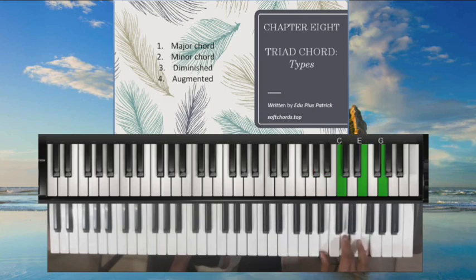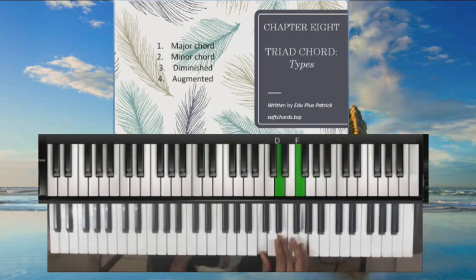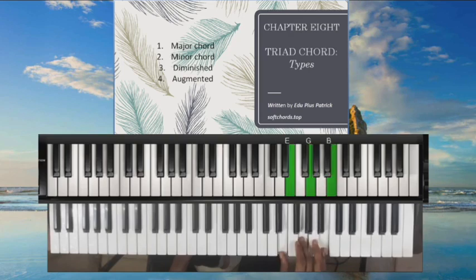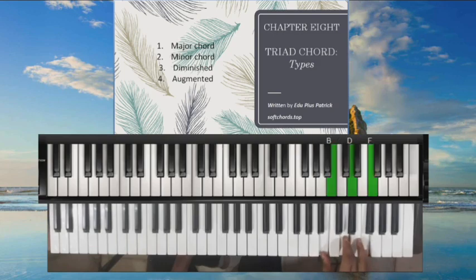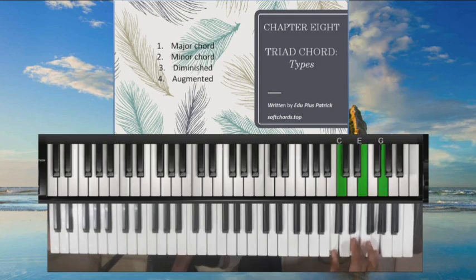So we can convert each of these notes to a major, a minor, or a diminished. We will talk about that later. But for now, C is major, D is minor, E is minor, F is major, G is major, A is minor, B is diminished, and back to C.